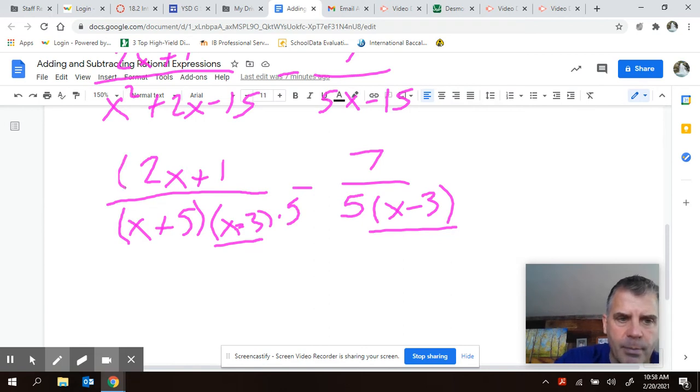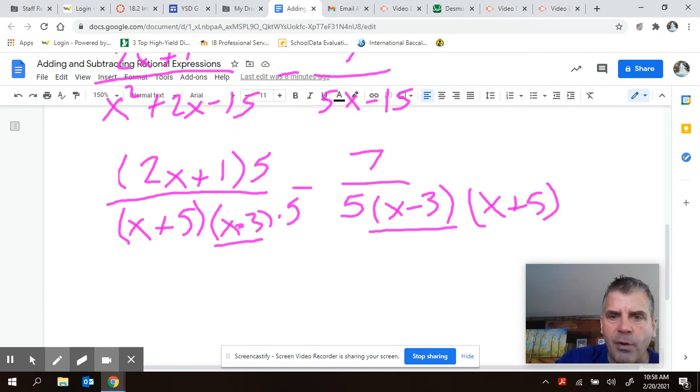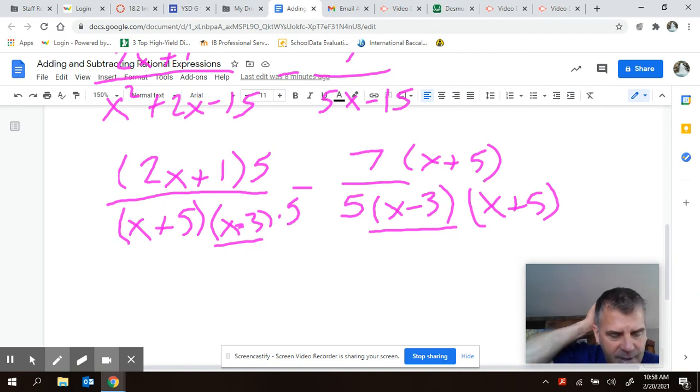So I'm going to multiply top and bottom here by 5, parentheses on top there. And then here I need to multiply by x plus 5. And once you have all those factors written in there, rest assured you're going to have that common denominator. There's a 5 being multiplied in the first one times an x minus 3 and an x plus 5, and a 5 times an x minus 3 and an x plus 5. They're not in the same order. That doesn't matter because with multiplication, they're all there.